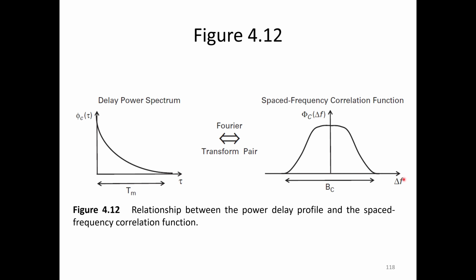The x-axis is delta f, the difference between two frequencies f1 and f2, and the y-axis is capital phi c of delta f, which is the spaced frequency correlation function, and the width of this correlation function is equal to BC, which means the coherence bandwidth.